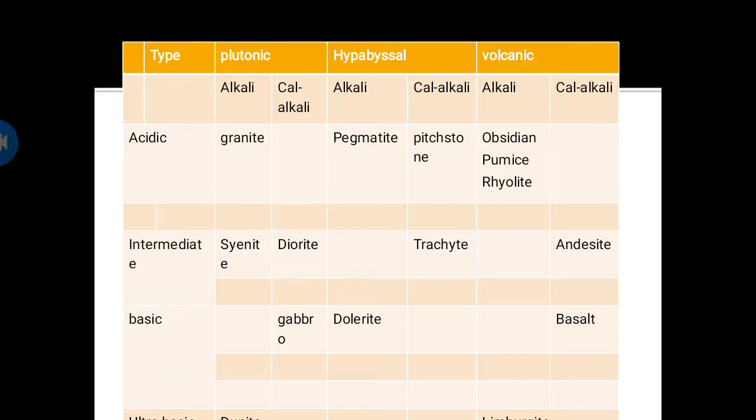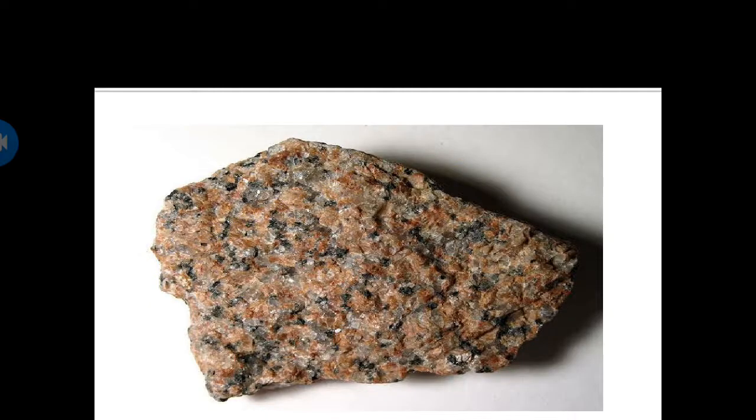See, pegmatite, dolerite, trachyte, obsidian, pumice, rhyolite, andesite and basalt. These are the volcanic rocks. Basalt is the common one; you can see it everywhere in the Deccan Plateau. We are living in Maharashtra, where mostly hard and dark color rock is present. This is called basalt. See the next slide. This is the granite. See how we can classify this rock.